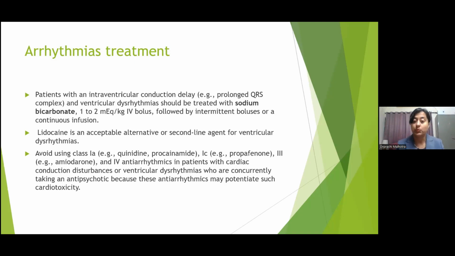But don't give class 1A, class 1C, class 3 and class 4 antiarrhythmic drugs in a patient who has cardiac conduction disturbances and is currently taking an antipsychotic, because these antiarrhythmics can potentiate cardiotoxicity. So we avoid class 1A, class 1C, class 3 and class 4 antiarrhythmics in these patients.